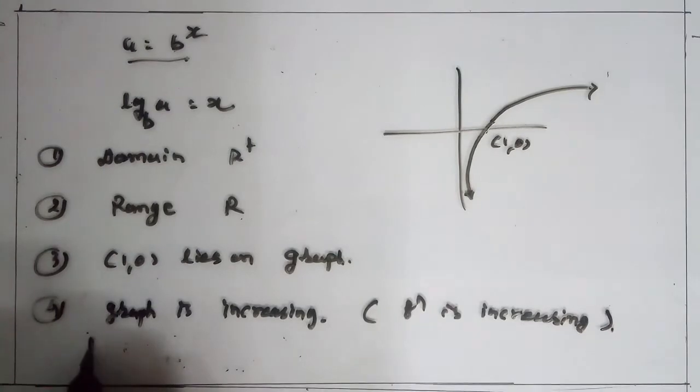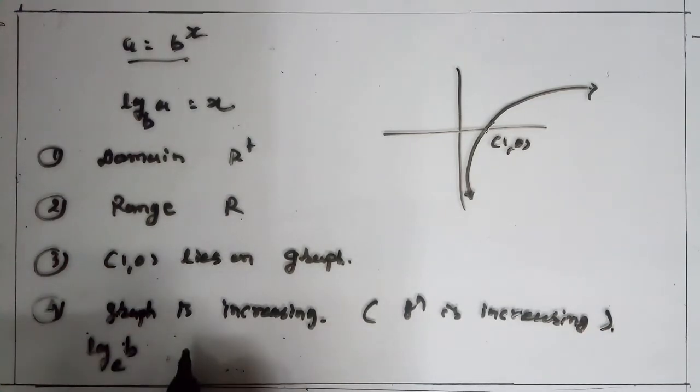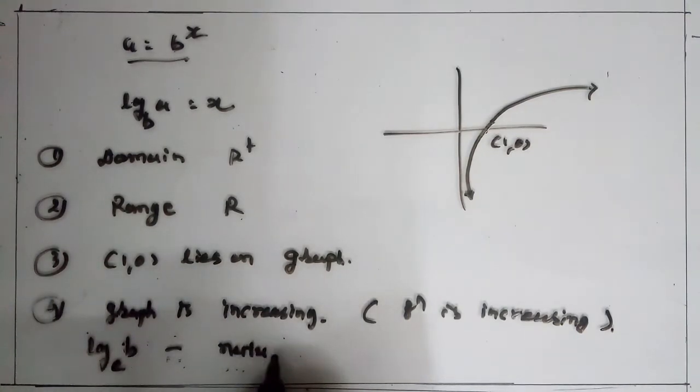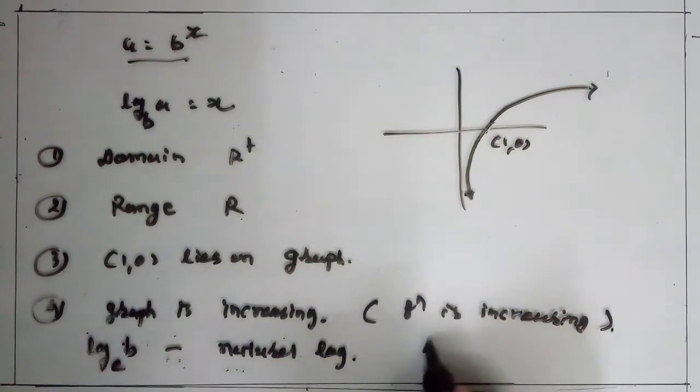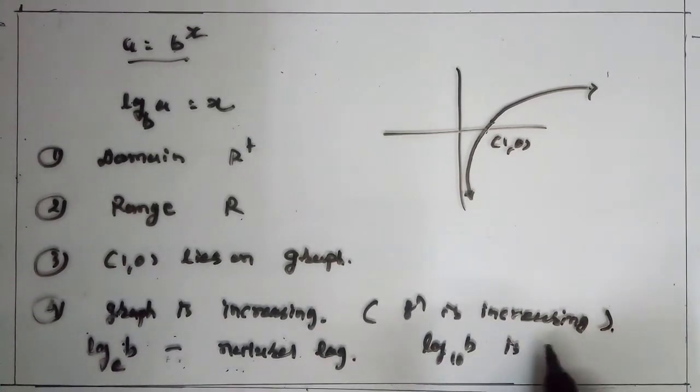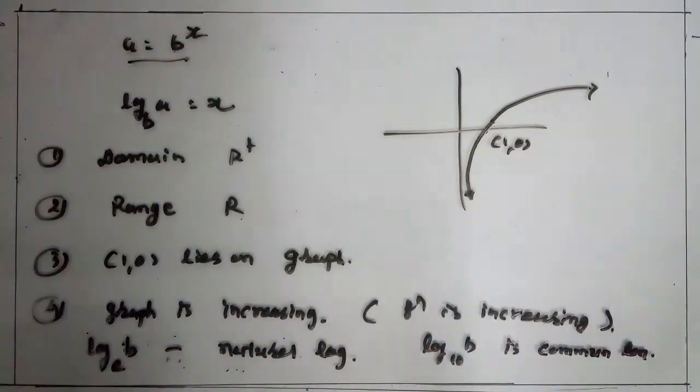Now, log with base e is always called the natural logarithm, and log with base 10 is called the common logarithm. Clear?